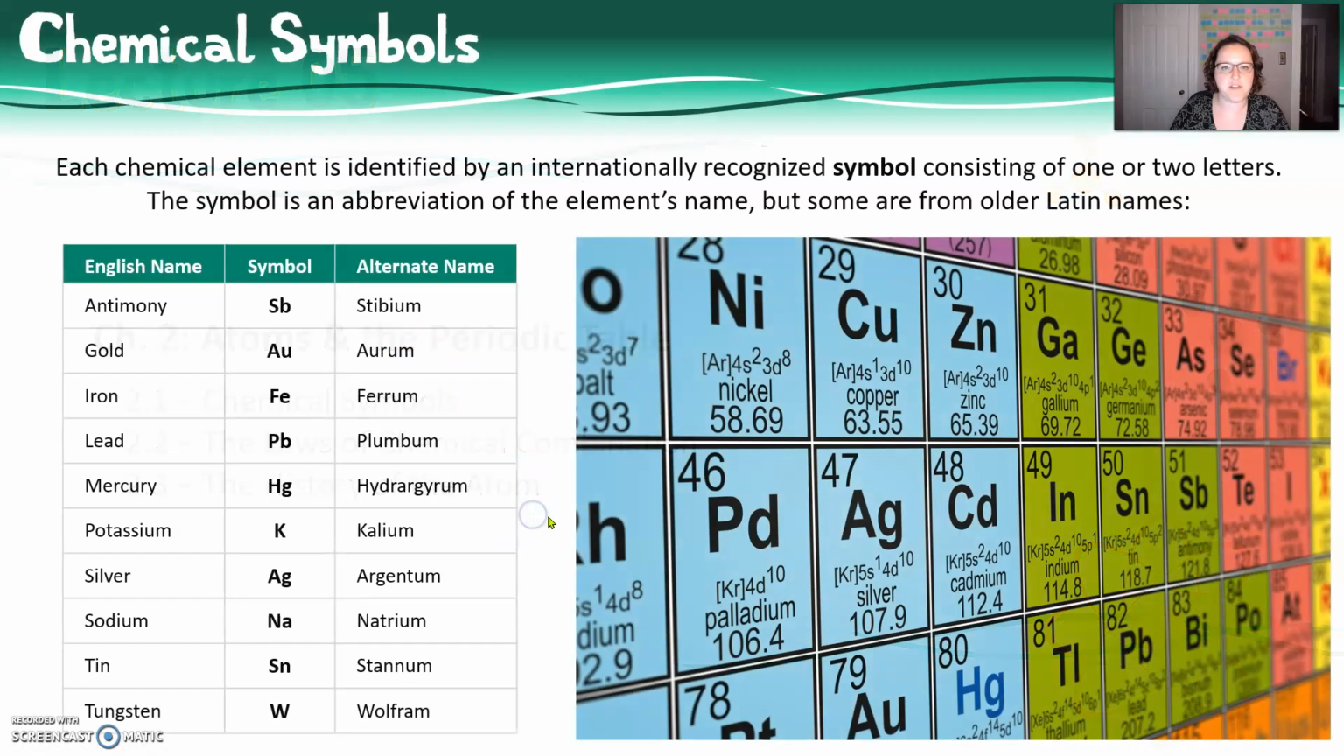First, a brief introduction to the symbolic domain of chemistry, so that we can start to understand how to interpret chemical symbols. Each chemical element is represented with an internationally recognized symbol that consists of one or two letters, usually an abbreviation of the name of the element. However, there are some elements whose older Latin names have been replaced by modern-day English names, yet their symbol remains an abbreviation of the older name. These elements are listed in the table on this slide.